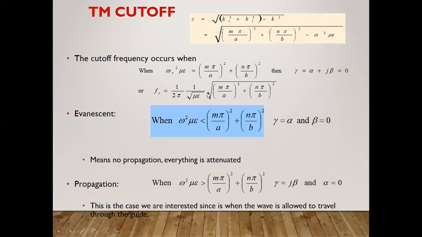So in this way you can find the expression, calculate the unknown parameter, and substitute the known parameter values. Here you should remember that whenever omega square mu epsilon is lesser than this term, the propagation constant will be equal to alpha, the attenuation constant, because the phase constant will be treated as 0.